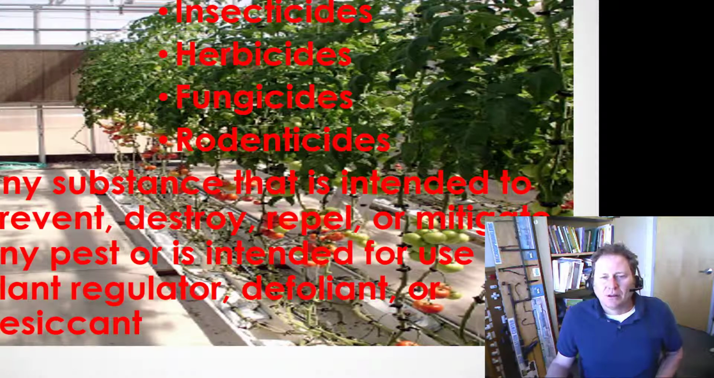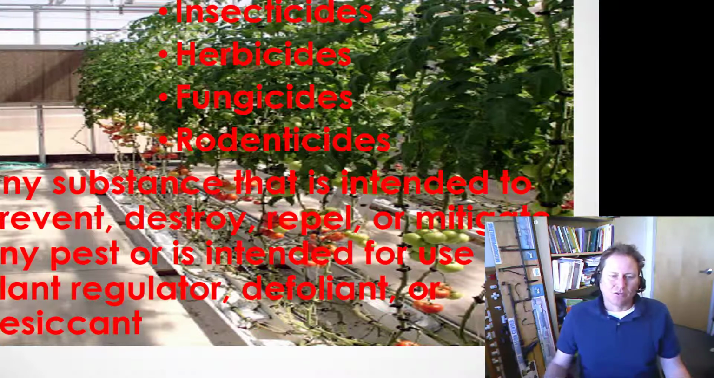So with a backdrop to our beautiful greenhouse growing tomatoes, we often have to think about things like insecticides, herbicides, fungicides, and rodenticides. So any substance that is intended to prevent, destroy, repel, or mitigate any pest, or is intended to be used as a plant growth regulator, a defoliant, or a desiccant, falls under this classification of pesticide.